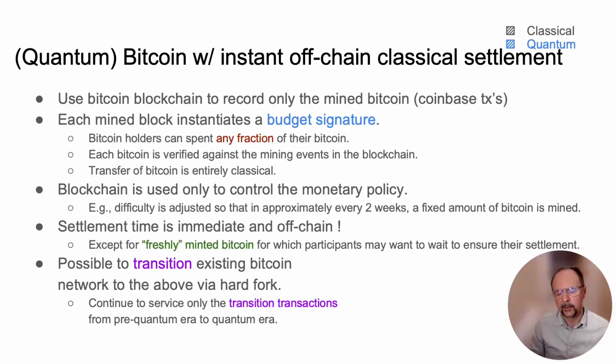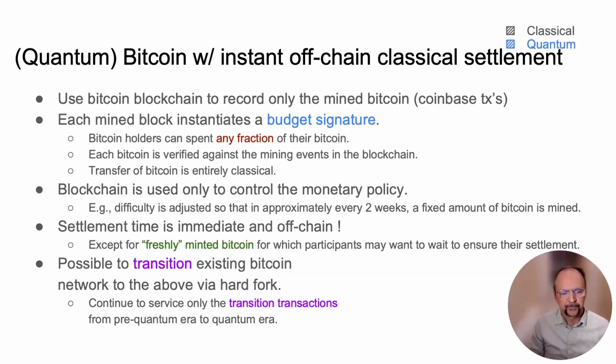The transfer of Bitcoin, despite the quantumness, let's say, of the secret keys involved, the whole system remains classical from a verification perspective. So in a way, you can think of this system as using the blockchain only to control the monetary policy, to enable agreement about the monetary policy. So for instance, we can still have the rule in Bitcoin that approximately every 2 weeks, we have a fixed amount of Bitcoin that is mined. The settlement time here is immediate and off-chain, perhaps with the exception of freshly minted Bitcoin that the participants might want to wait a bit before using to ensure settlement.